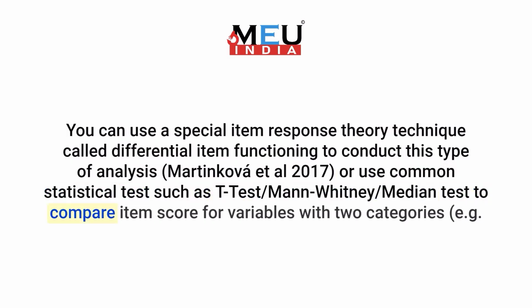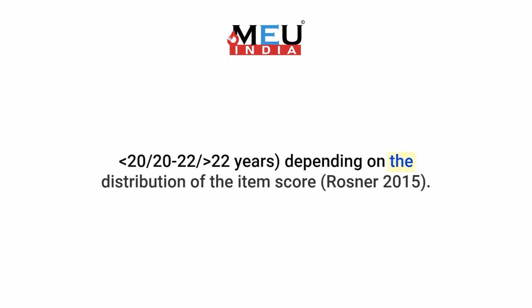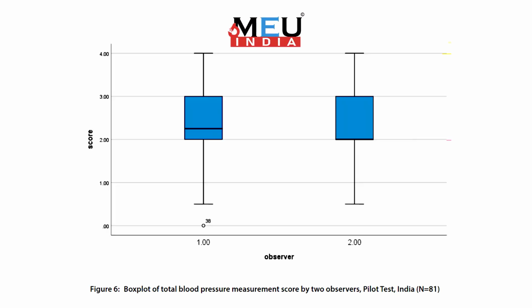Mann-Whitney median test to compare item score for variables with two categories. You can use one-way ANOVA or Kruskal-Wallis median test to compare item score for variables with more than two categories, depending on the distribution of the item score. Figure 6: Box plot of total blood pressure measurement score by two observers, pilot tests, India.